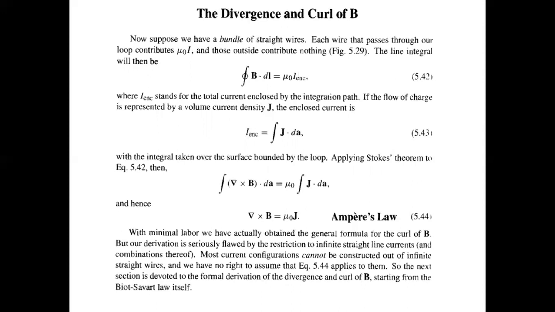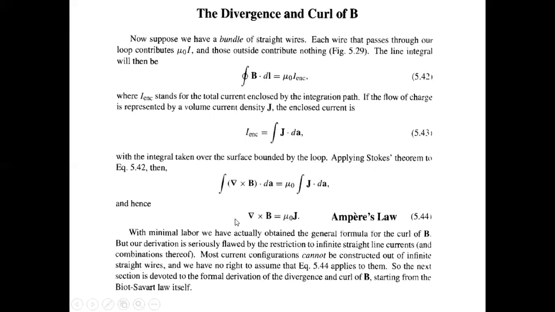If the flow of the charge is represented by the volume current density J, then the enclosed current becomes, in terms of the volume current density, this. With the integration taken over the surface bounded by the loop, we can apply Stokes' theorem. So we used Stokes' theorem here to convert this in terms of surface integration. And we replace I here in terms of J, and we get this.